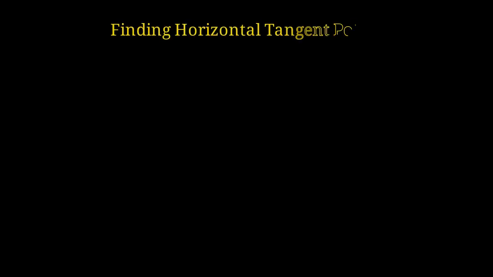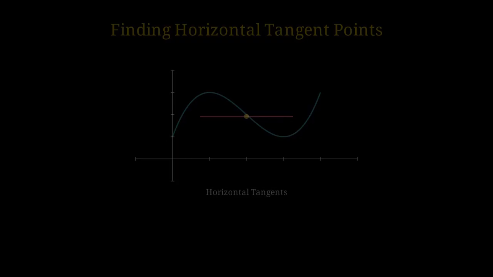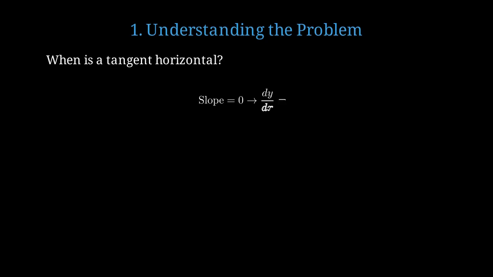Let's find where the tangent to our curve is horizontal. We have a cubic curve and need to find points where the tangent line is perfectly horizontal. First, let's understand what we're looking for. A tangent line is horizontal when its slope equals 0. This means the derivative must equal 0 at those points.